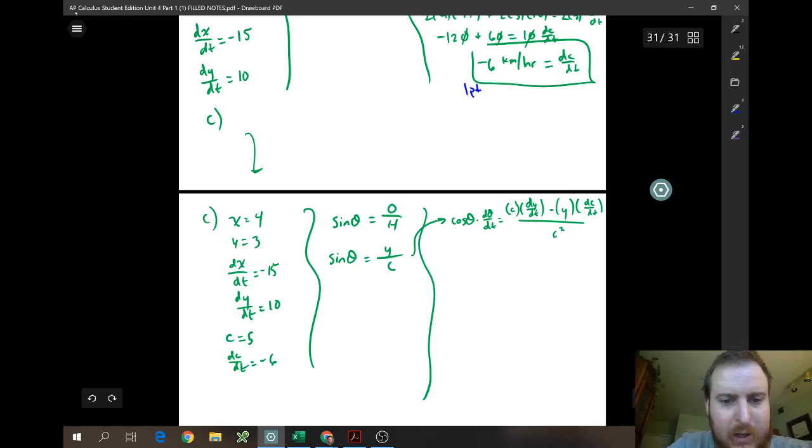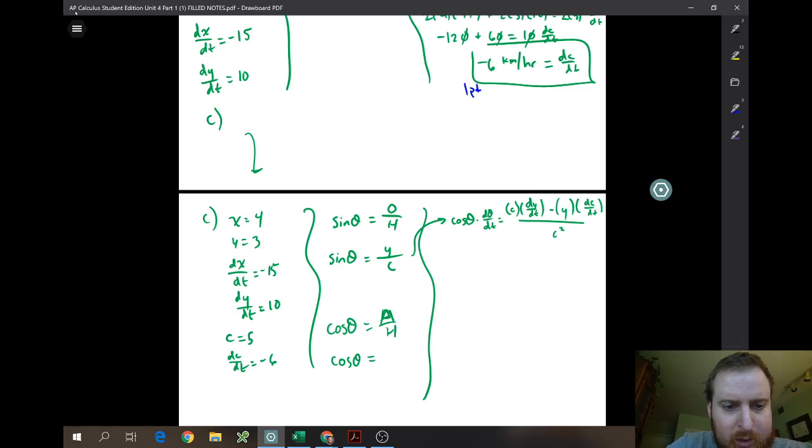Okay, now for cosine of theta. Well, cosine of theta is adjacent over hypotenuse. So that's going to be equal to, the adjacent side is x. And this is where we are plugging this in, because we're not taking the derivative. We're just trying to get a value. So x is 4, over hypotenuse is 5. So this is where we're starting to plug everything in.